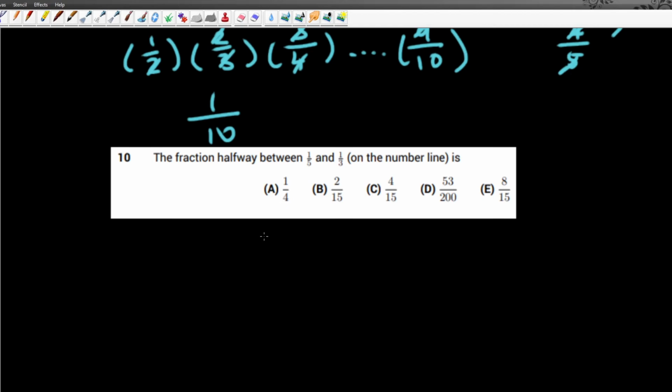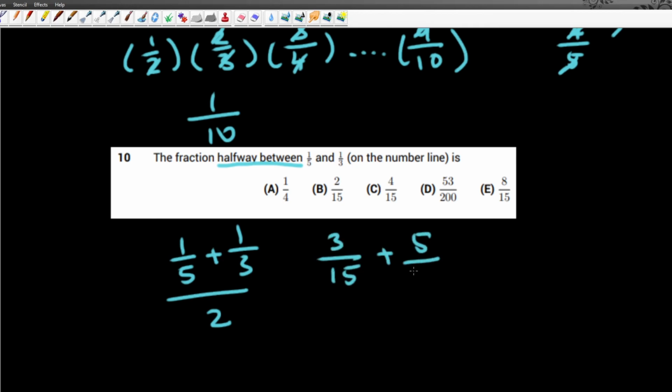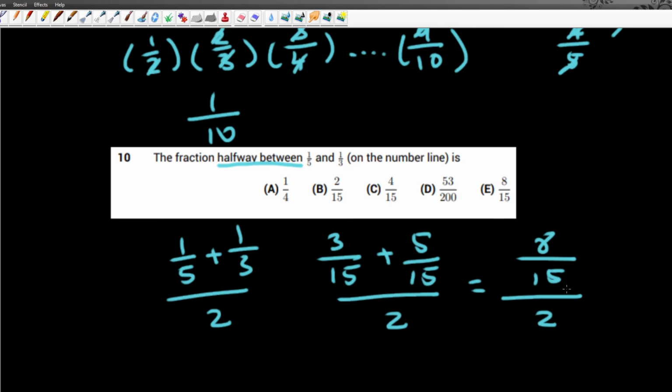The fraction halfway between 1/5 and 1/3 on the number line is, so when they ask you the number halfway between a number, it's simply asking us for the average, so we have to add 1/5 and 1/3 and divide it by 2. So this is equal to 3 over 15 plus 5 over 15 over 2, which is equal to 8 over 15 divided by 2.